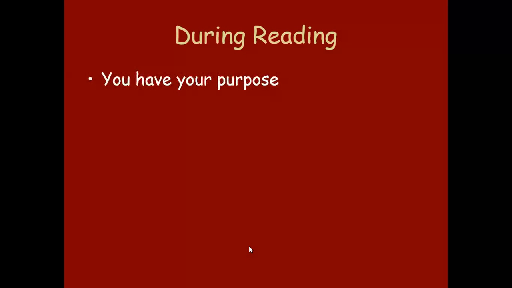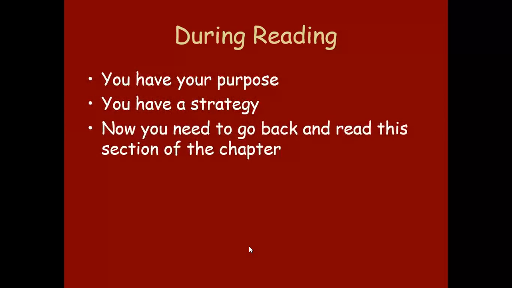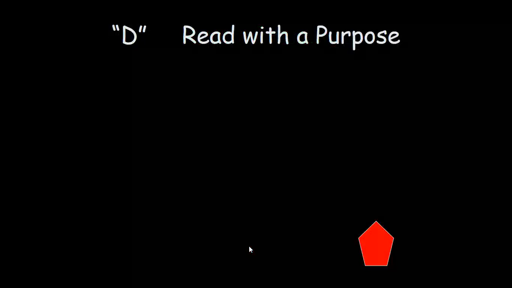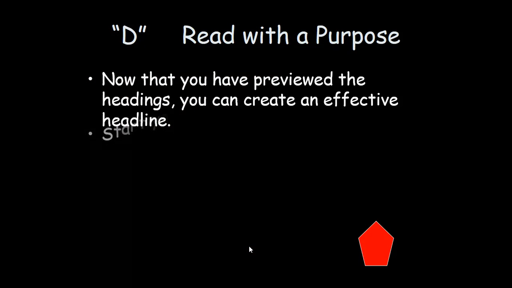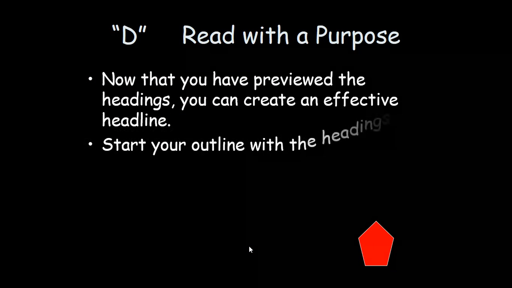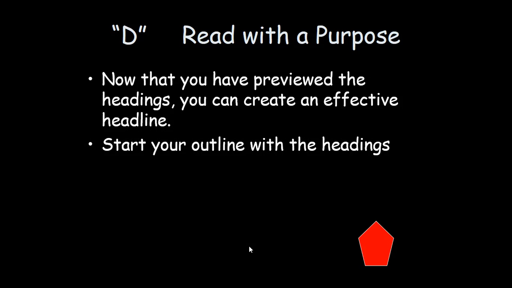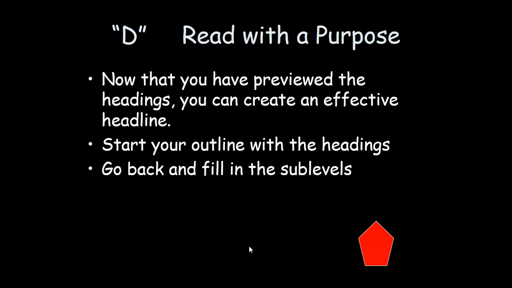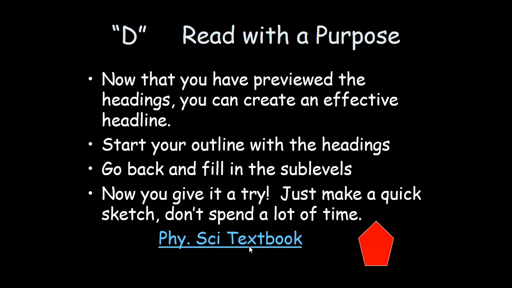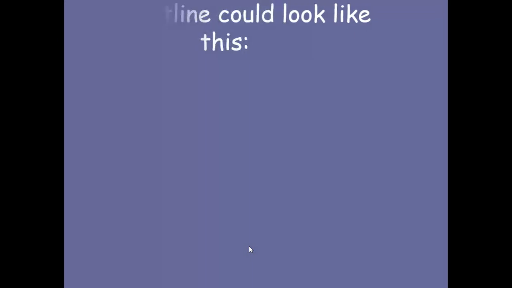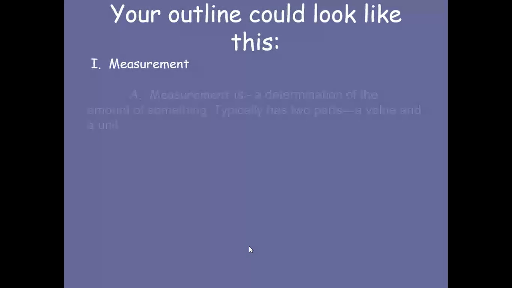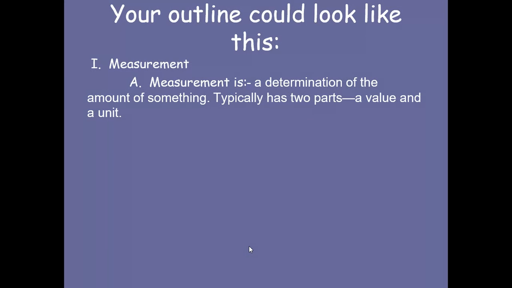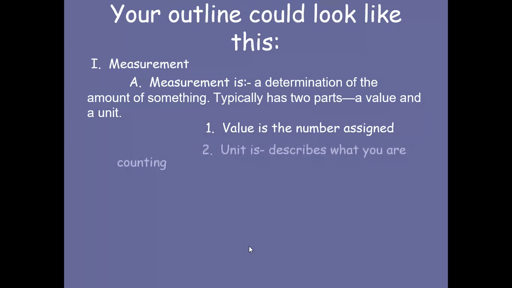During your reading, read with a purpose, have your strategy, go back and read that section. Turning the headlines into questions or possibilities, things that you're looking for, is important. If you are making an outline, you'll go back and fill in the sub-levels that you already have, and you can give that a try. If it's an outline, it might look like this. This is an example of chapter 1, and we'll be doing chapter 1 after we do chapter 3.